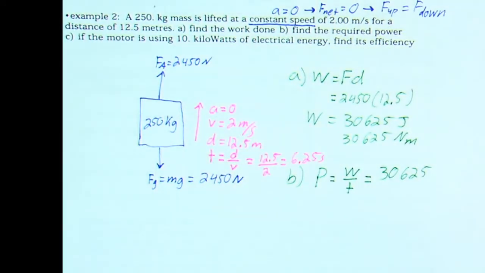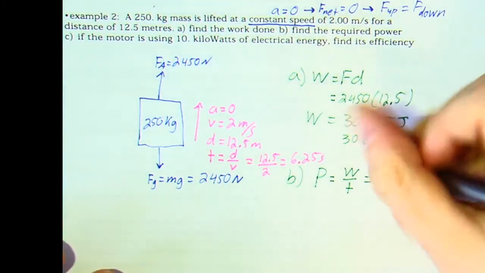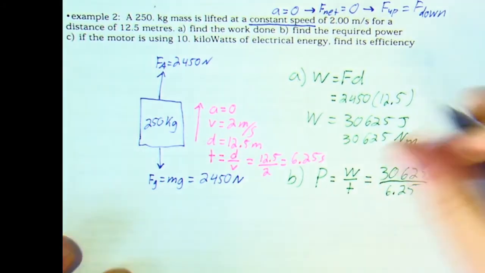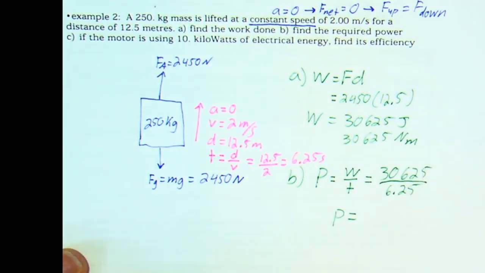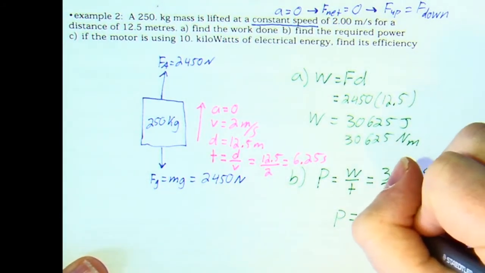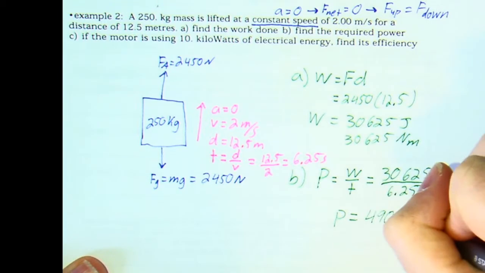So we can use that now to figure out what our power is. We know 30,625 joules of work was done, divided by 6.25 seconds. So we're going to get an expression for power here of 4,900 watts.